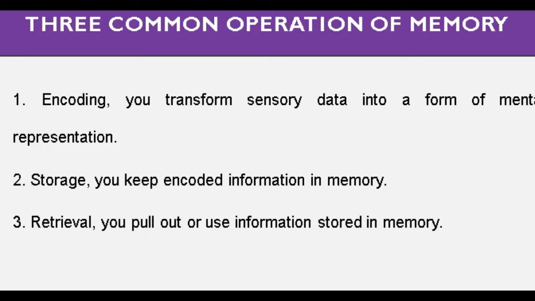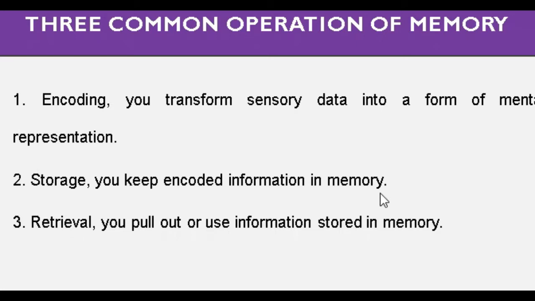There are three common operations of memory. These are encoding, where you transform sensory data into a mental representation, and we also have storage. After you sense and perceive the information around you or the environment around you, that will be the time that you have to encode. You might say that this is color white and this is color violet. You sense that, you perceive that, and after encoding, you memorize that, or you know what it means. After that, you go to storage. You keep the encoded information in your memory.